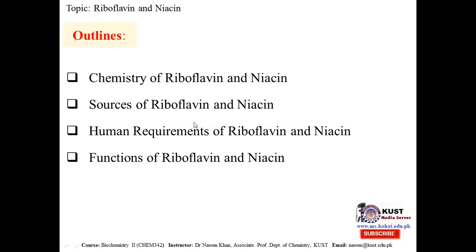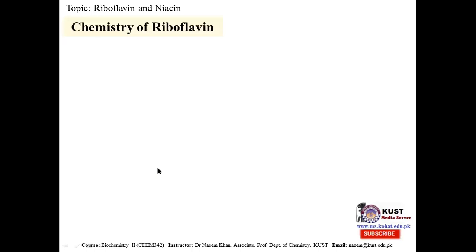So we will have four aspects of study for these two vitamins. Both riboflavin and niacin will be explained from the chemistry point of view. We will discuss the important sources of these two vitamins, and we will determine the human requirements, the recommended daily allowance, RDA, for riboflavin and niacin. And at the end, we will discuss functions for each vitamin. Let me make a start.